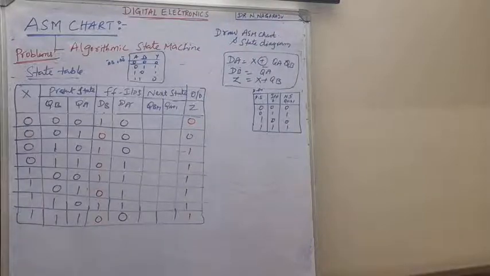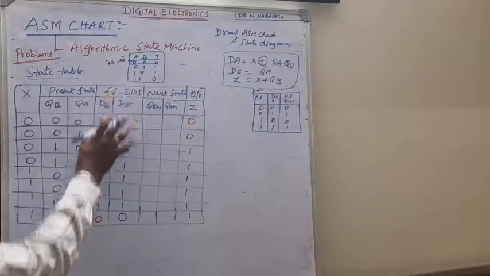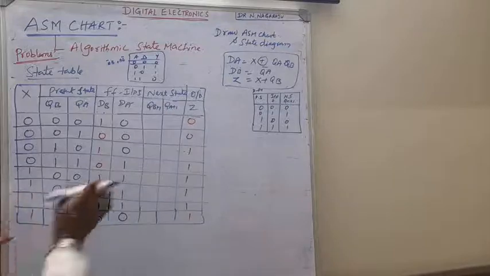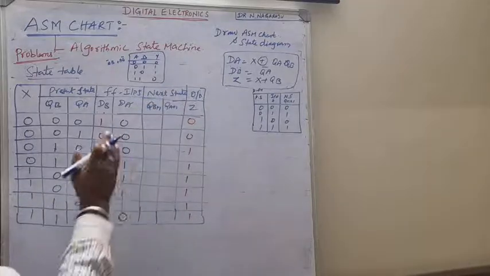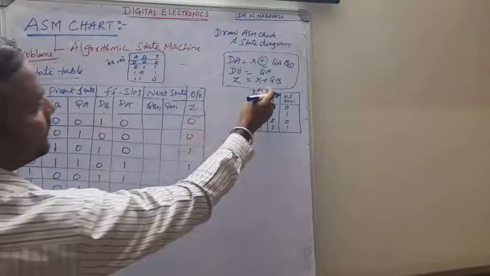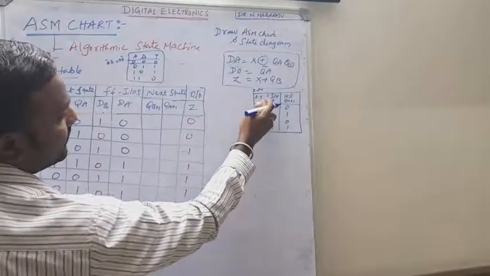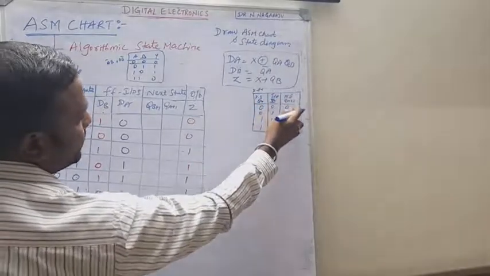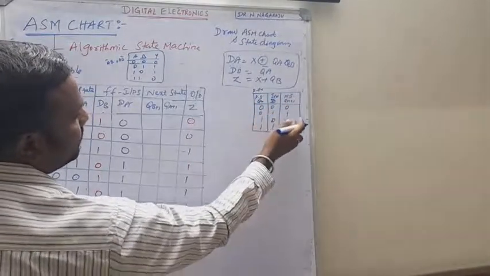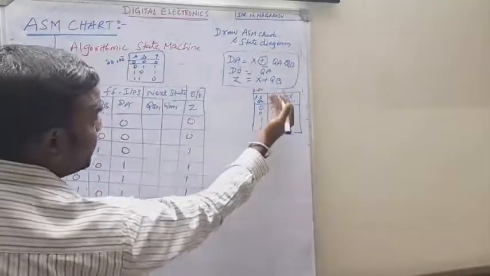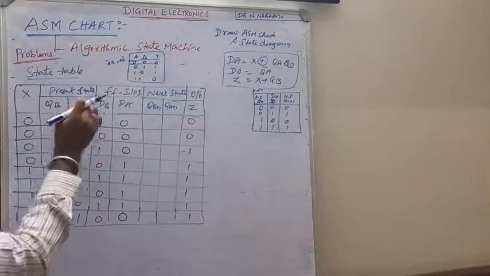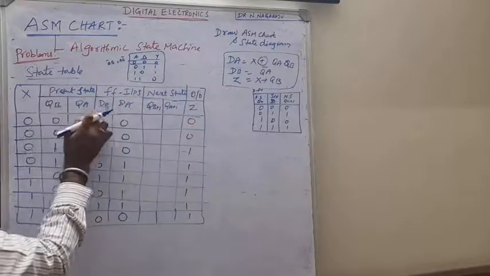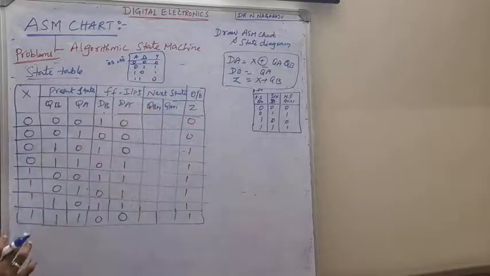In the previous video I designed the flip-flop inputs and the output Z equation. Now I am going to find the next state outputs by using this truth table. You know the D flip-flop truth table: there is the present state Qn and the input D. 0 0 means next state is 0, 0 1 means 1, 1 0 means 0, 1 1 means 1. From this table I am going to compare QA, DA to QA plus 1, and QB, DB to QB plus 1, right?